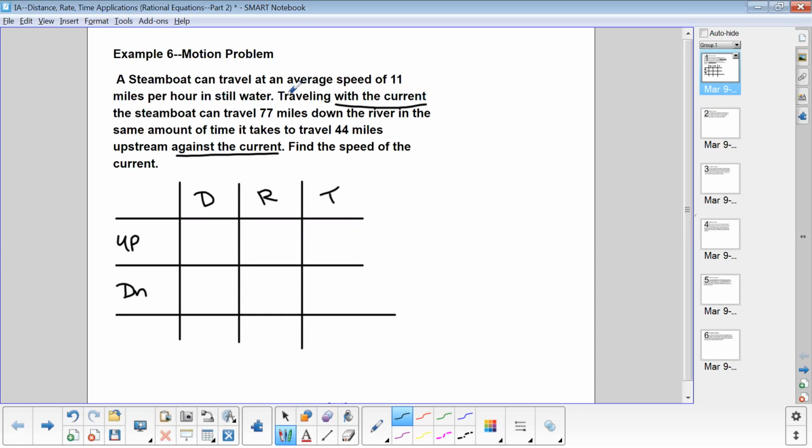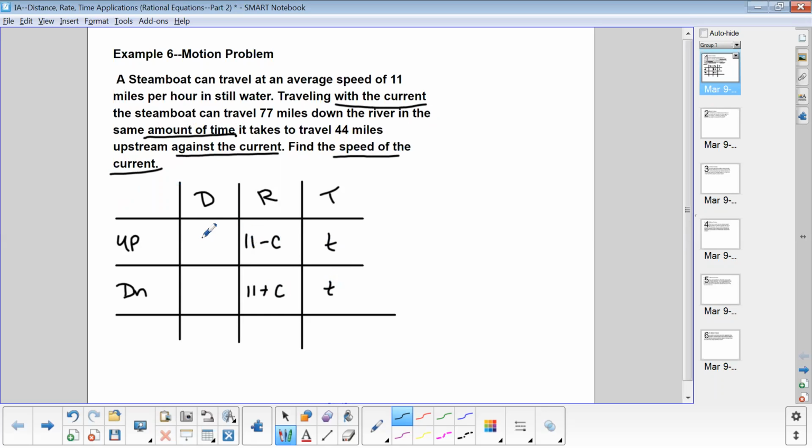It says that a steamboat can travel at an average speed of 11 miles an hour. So we know the rate of the steamboat up and downstream is 11. The difference is that if we're going upstream, we have a current against us, and downstream, we have a current with us. It's asking us to find the speed of the current. I don't know the speed of the current, but if I'm going upstream, I could subtract the current from my 11 miles an hour rate, and that would give me the overall rate. I also know that it takes the same amount of time to go upriver and downriver.